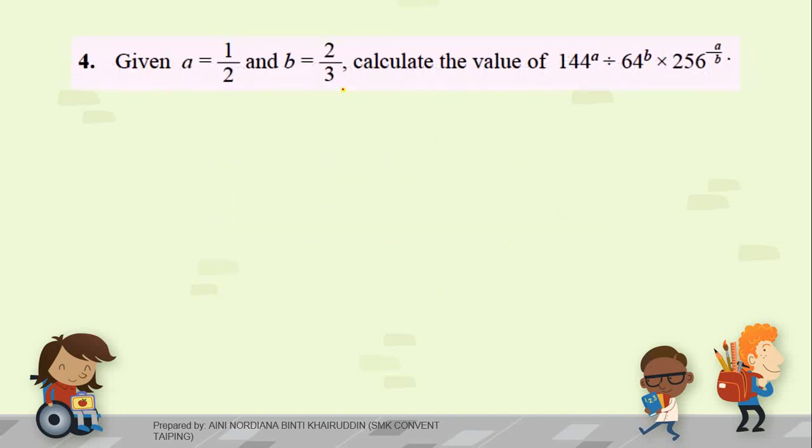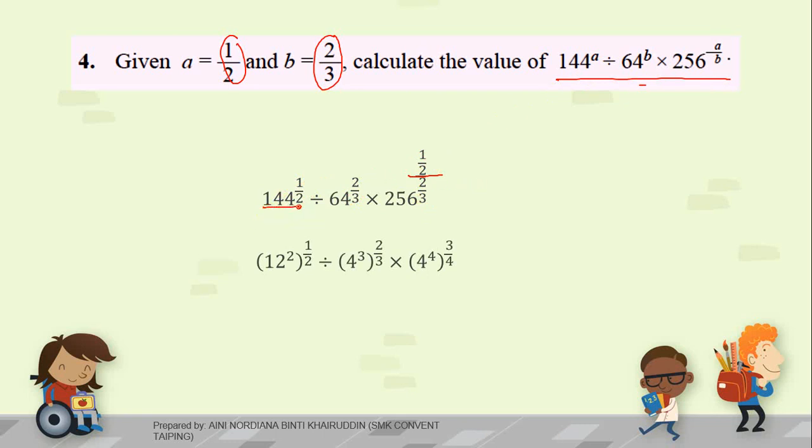Okay, number 4. Given A is 1 over 2, B is 2 over 3, substitute into this index form. So substitute A and B first. So A substitute with 1 over 2, B 2 over 3. So this is A over B.